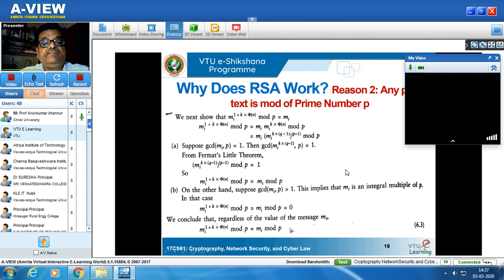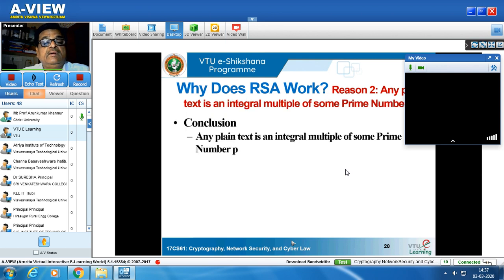This means there is a correspondence between the plain text and the prime number p by making use of the mod operation. What is the conclusion? Any plain text is an integral multiple of some prime number.